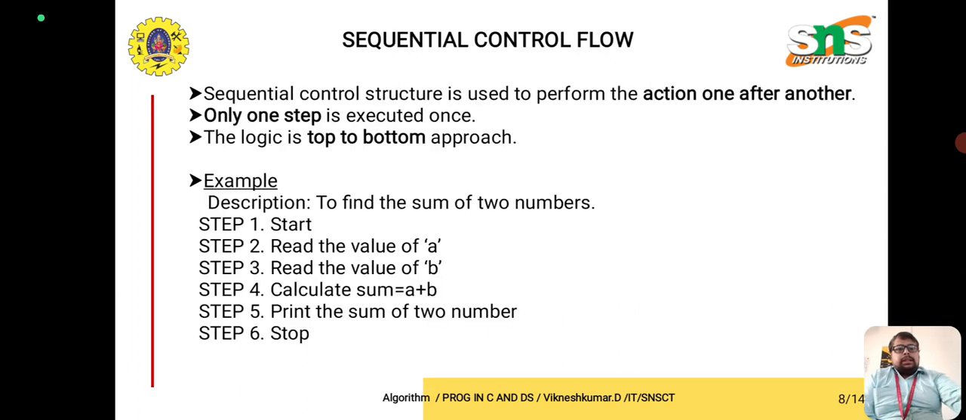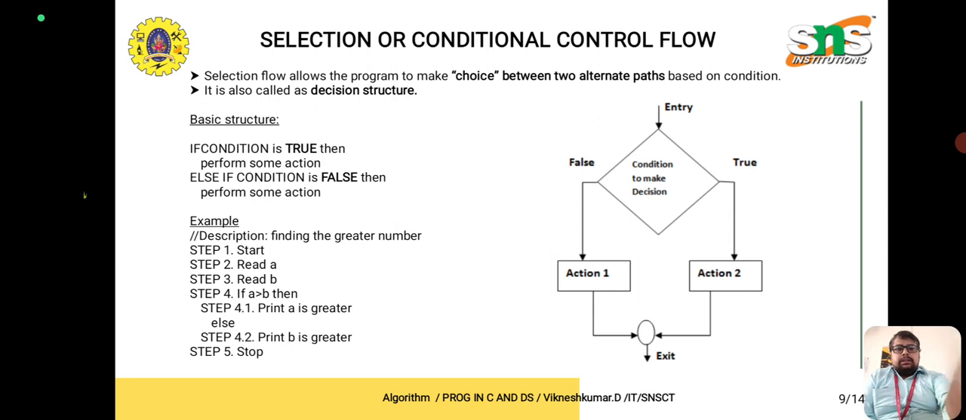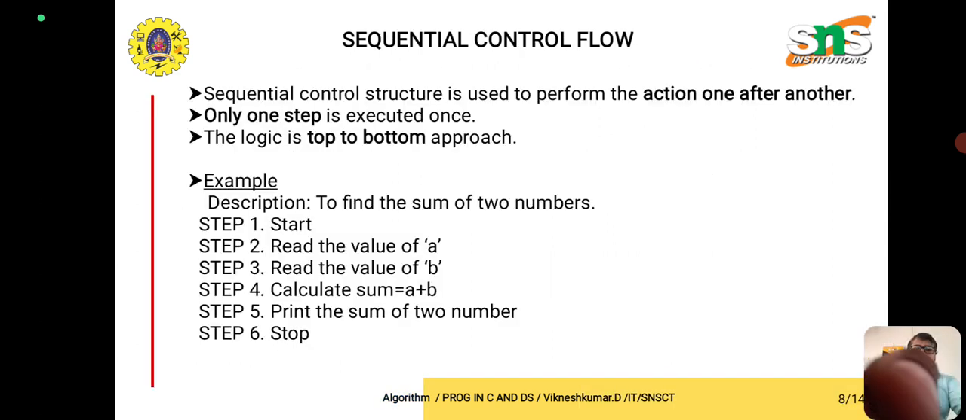The first one is sequential control flow. As I already said, sequence is the first step, second step, third step, fourth step, in some sequence order. One after another it will be executed. Normally, first you have start, next you read the value of a, next we read the value of b, sum equal to a plus b, we print the value of sum, and we stop.